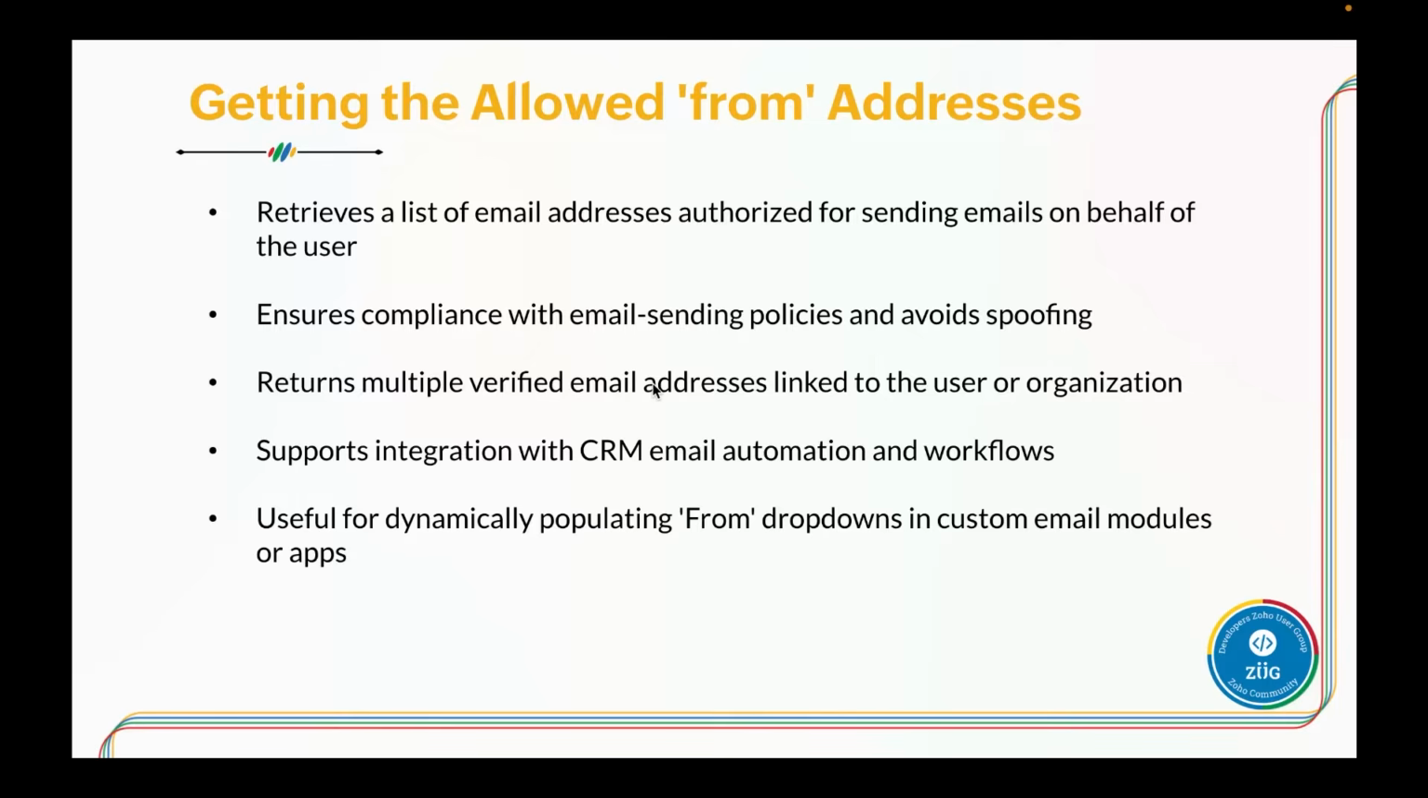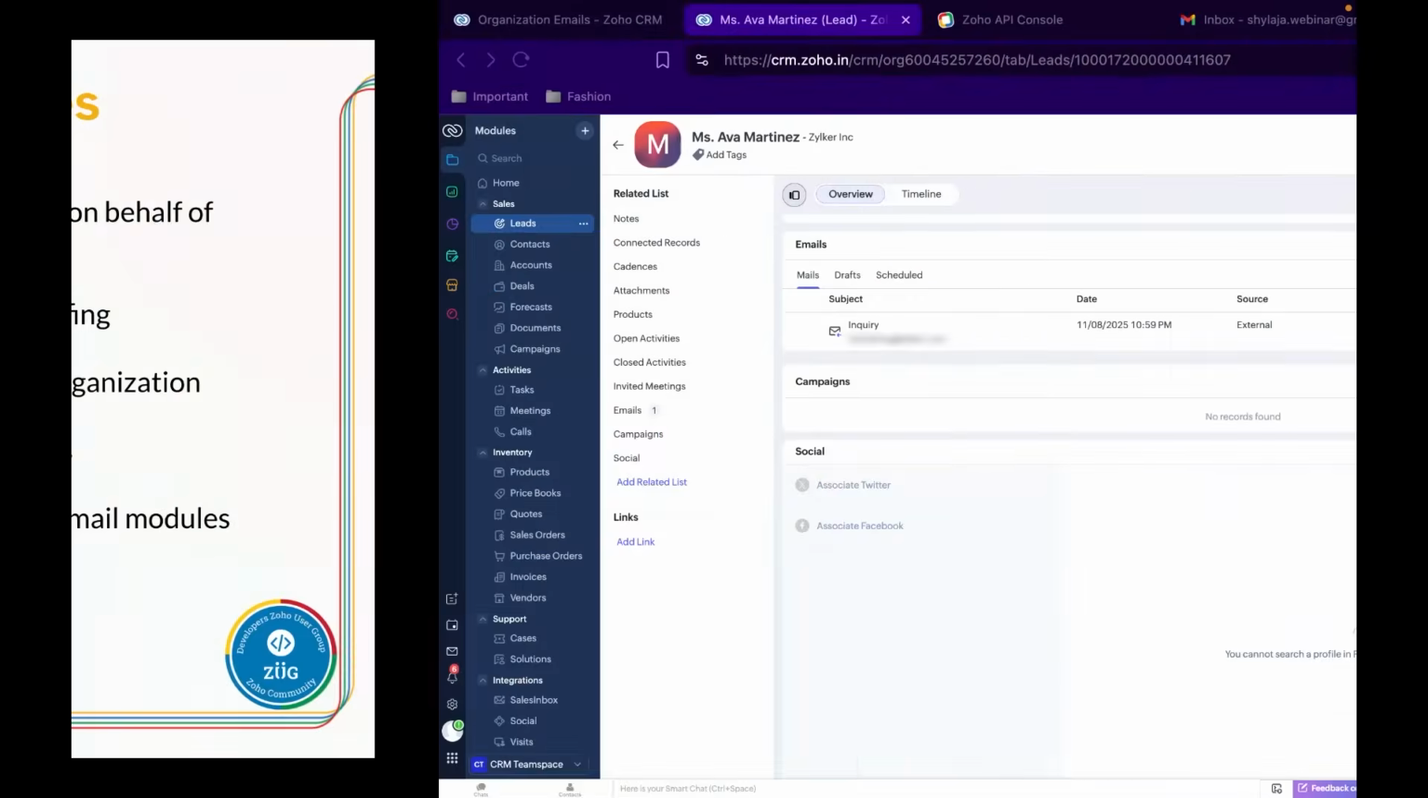Before I reply to that email, I have to configure the org email address and my email address in CRM. You cannot just let anybody have email communication with the lead. You need to have authorized email addresses. For that, we have the allowed from address API. All emails between Ava and myself will show up in the emails related list of the lead record when I configure my org email address or my email address in CRM. Let me quickly show you how it is done.